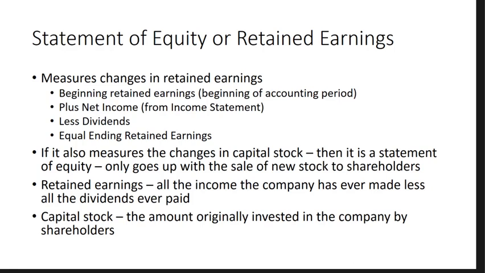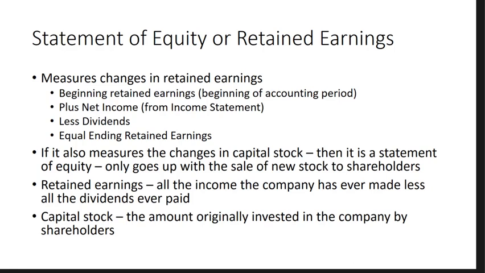So the definition of retained earnings is all the income the company's ever made less all the dividends ever paid. If a company's never paid dividends, then it's all of their net income they've made since the beginning of the company, since the business was started. So remember that net income, as long as it's positive, makes them go up. If on the income statement expenses are greater than revenues, then you have negative net income. We refer to that as a net loss. That would make retained earnings go down.